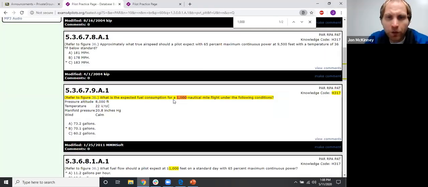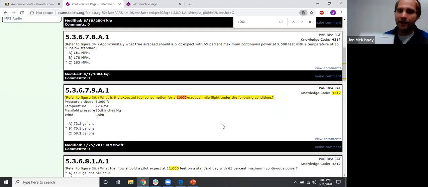So what is expected fuel consumption for a 1,000 nautical mile flight under the following conditions? I'm just going to pull out a blank sheet of paper, because when you start doing a lot of math and there's a lot of numbers, sometimes it's tricky to keep it all straight. So I write down 1,000 nautical mile flight, 8,000 feet pressure altitude, 22 degrees Celsius temperature, manifold pressure of 20.8 inches of mercury, and wind calm.